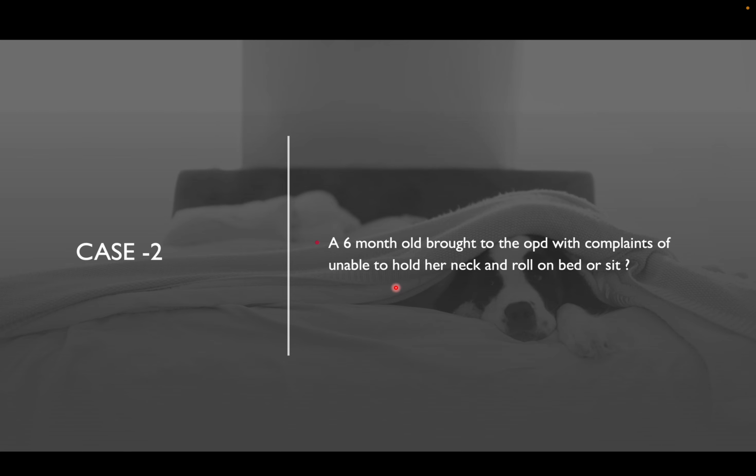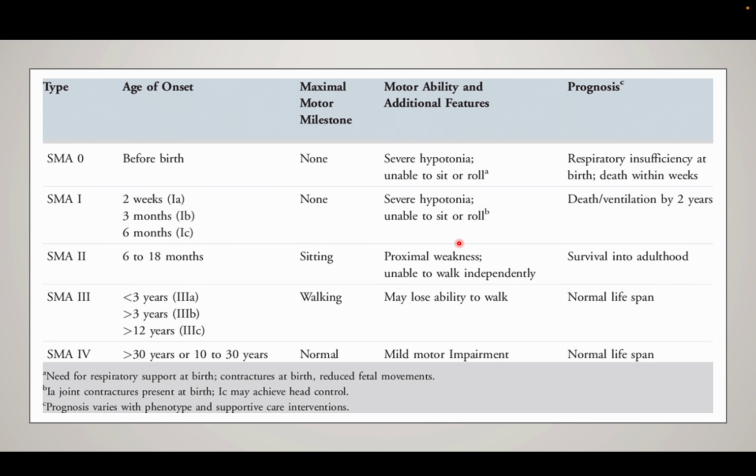So this is a 6-month-old. This might be because of spinal muscular atrophy, which is very common in India. There are various therapies. Nusinersen is there, and many drugs are available and in trials, so you can try them. SMA 0 is a completely absent gene. It presents at birth with severe hypotonia, and they'll die with respiratory insufficiency.